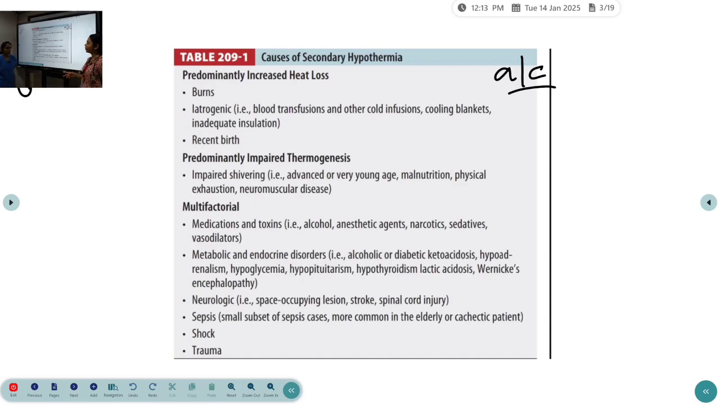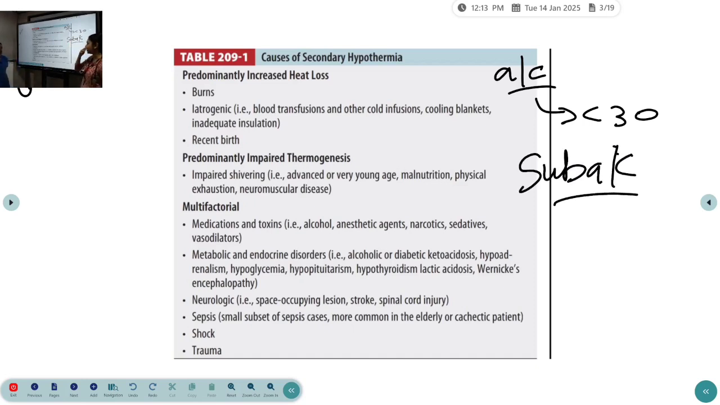Then another acute cause can be exposure to an avalanche in a snow area. That is an acute cause, and in this setting the patient will go into hypothermia within 30 minutes. That is acute. And subacute means a little bit slower. When can you expect subacute?